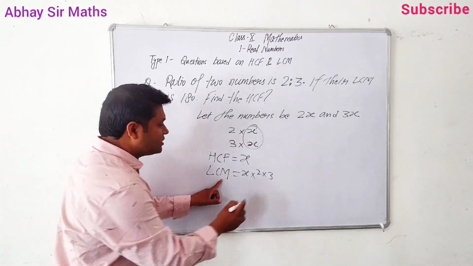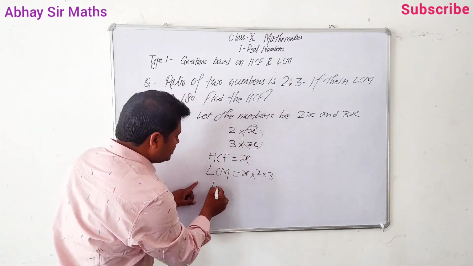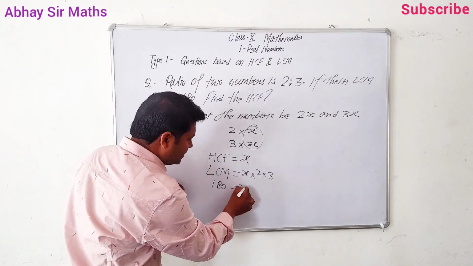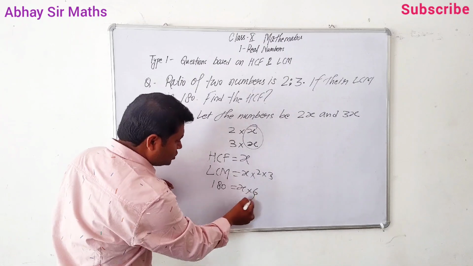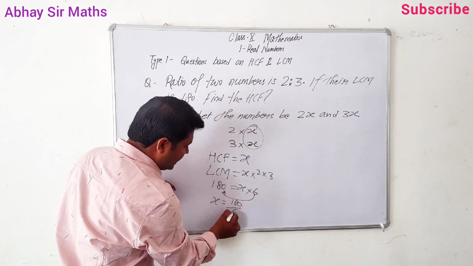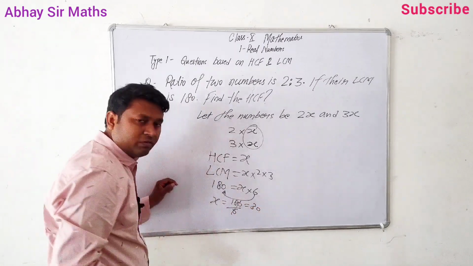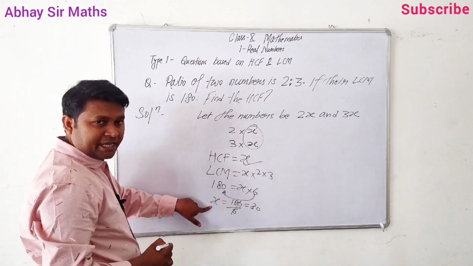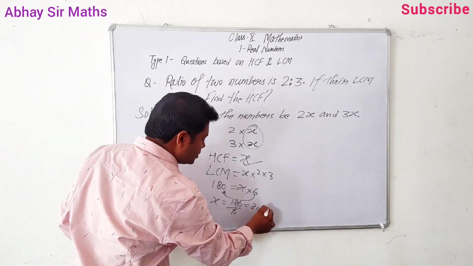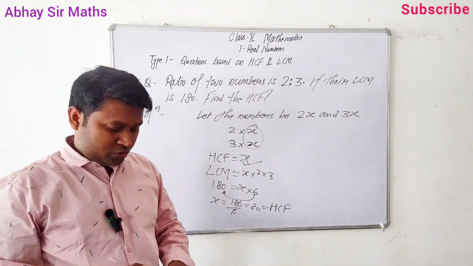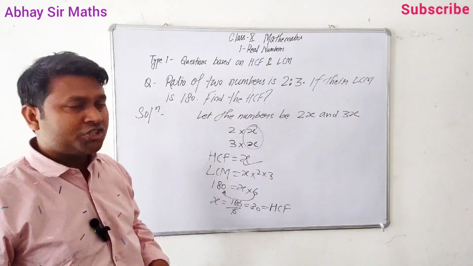Now value of this LCM is given to us. Now this LCM is 180. So can you find the value of x? 3 2s are 6. Now 6 goes to this side and we have value of x as 30. Value of x we are getting as 30. And you saw what x is. X is the HCF. So this is our HCF. Very easy, children. So this was type 1 questions.